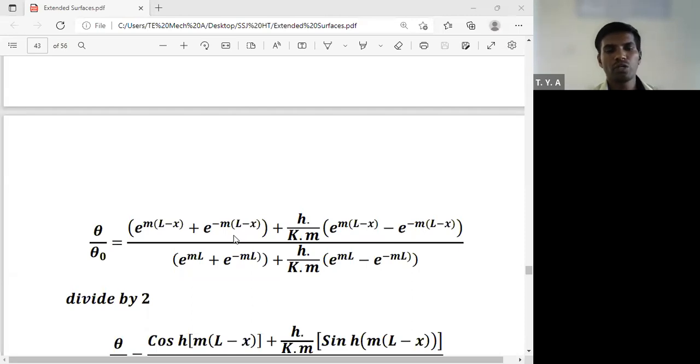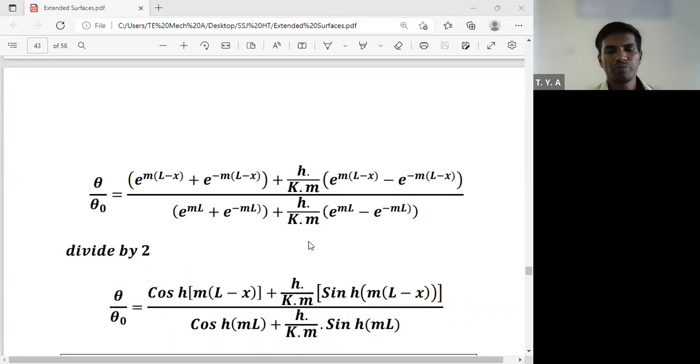Okay, so divide this equation by 2. 2 ने डिवाइड करा. 2 ने डिवाइड केलं तर मगाशी जे कालचे जे फॉर्म्युले लिहून दिलेले आहेत ते फॉर्म्युले यूज करा. तुम्हाला काय मिळते बघा. So e raised to m into bracket L minus x. त्या टर्मच्या जागेला काय येणार आहे cos hyperbolic m into bracket L minus x.